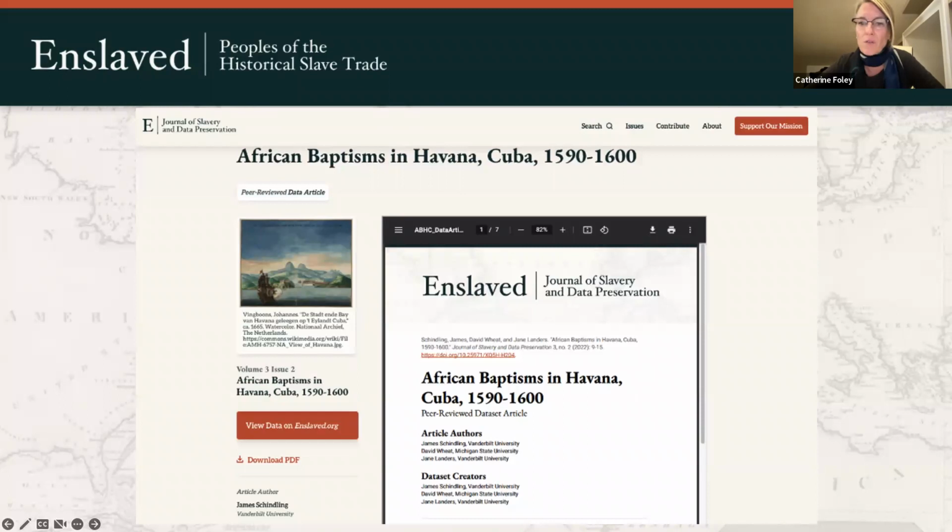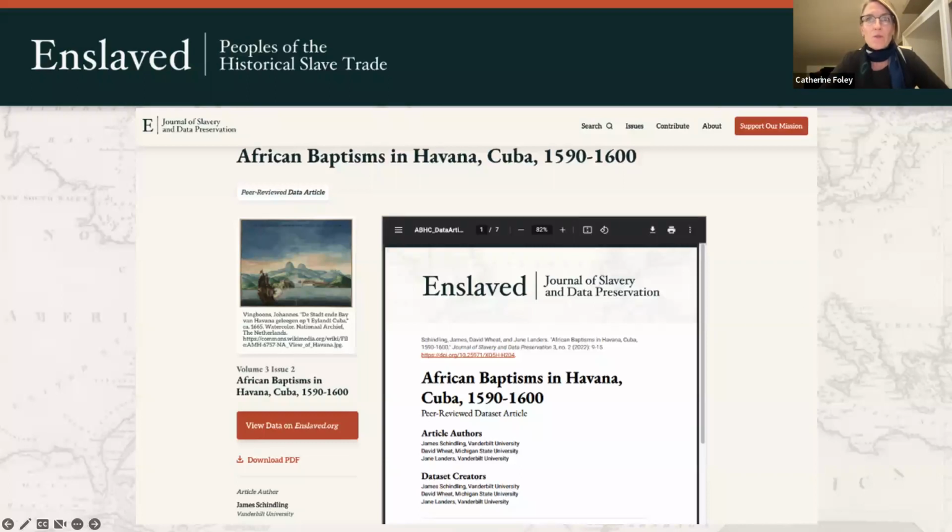But the materials have also been scanned in a digital format into the Slave Societies Digital Archive at Vanderbilt University, where they're viewable online. Each baptismal entry in this data set includes the name of the person being baptized, the date of the baptism, the name of the priest or the sacristan administering the baptism. If they have parents and godparents, they're also named, and a relationship is brought out by naming them.